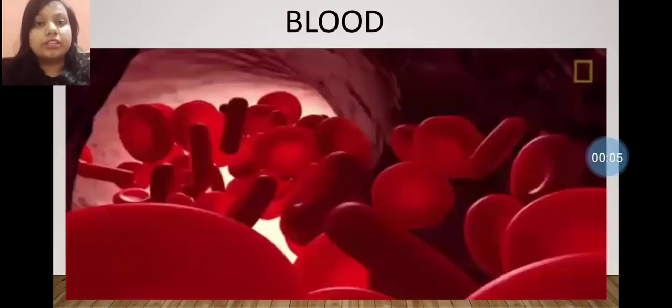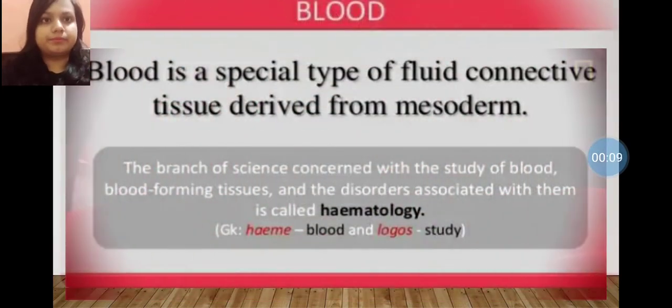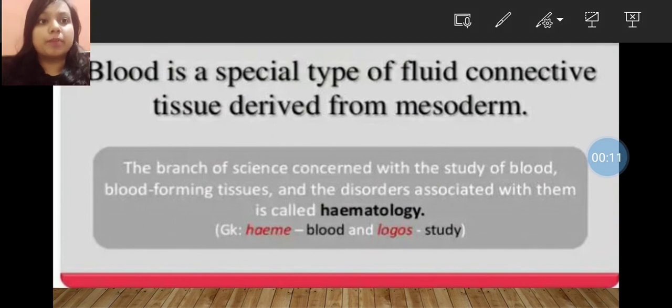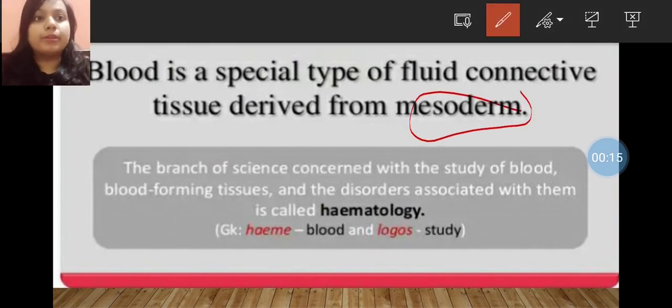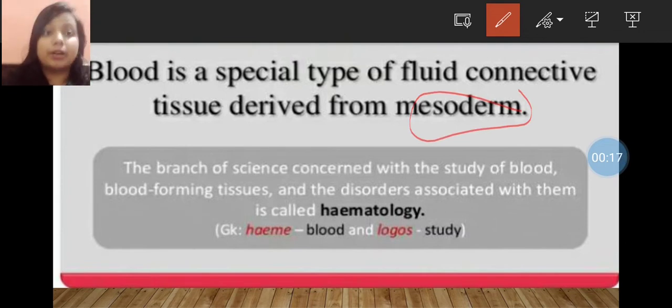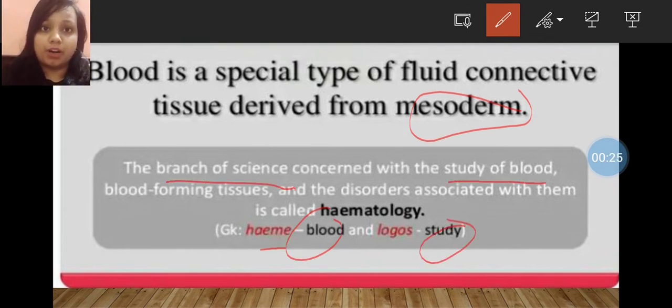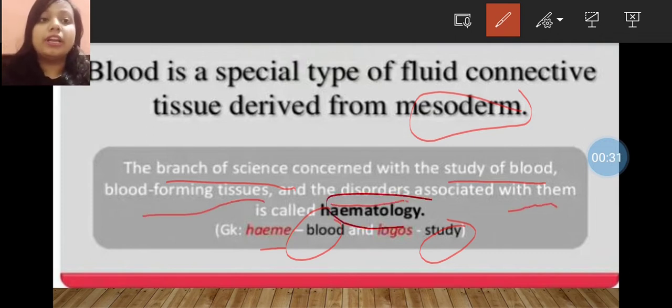Today we are going to discuss the topic blood. Let's start the topic. Blood is a special type of fluid connective tissue and is derived from the mesoderm. Now, what is hematology? Hem means blood and logos means study. The branch of science concerned with the study of blood and blood forming tissue and the disorders associated with them is called hematology.